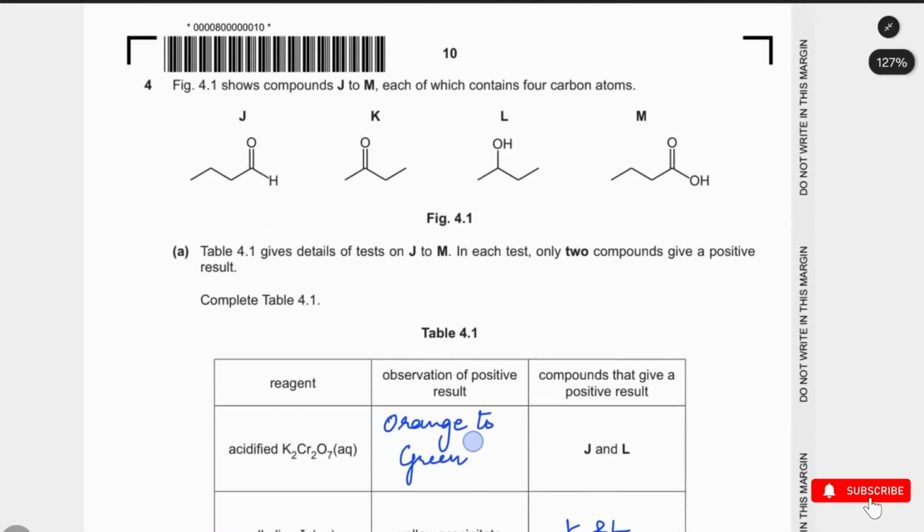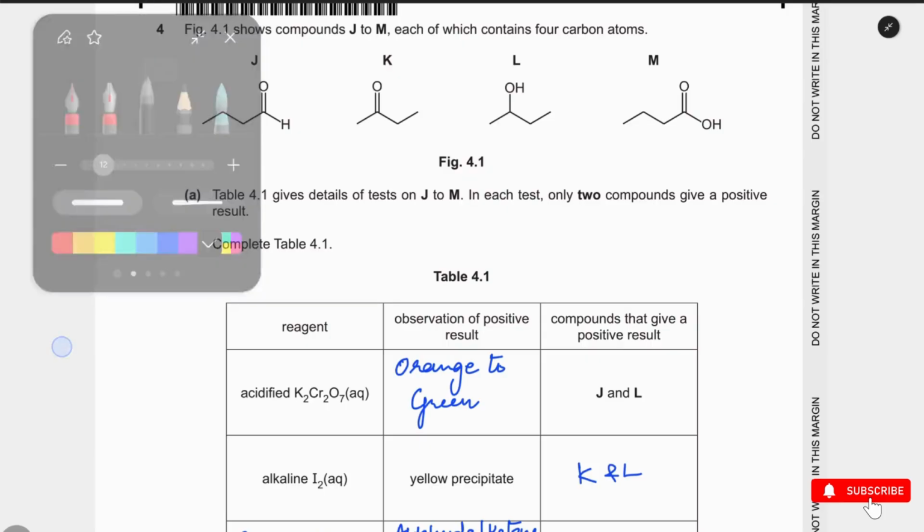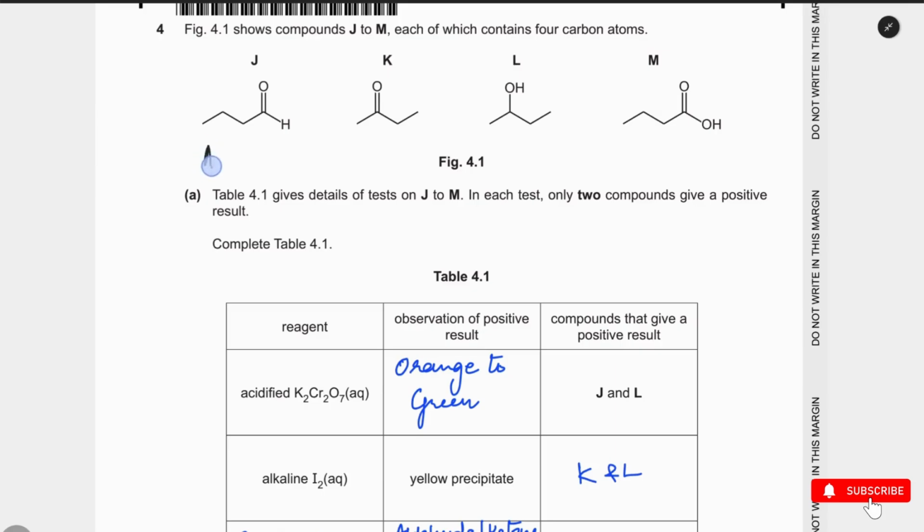Now next question. So question number 4, 4.1 shows compounds J to M, each of which contains 4 carbon atoms. Okay, so let me first draw it here, so that you can understand what kind of structure we have. So this is the CHO group, which is aldehyde. Okay, this is the carbonyl group, or you can also say ketone, because 2 alkyl groups are attached. This is alcohol, and this is carboxylic acid.